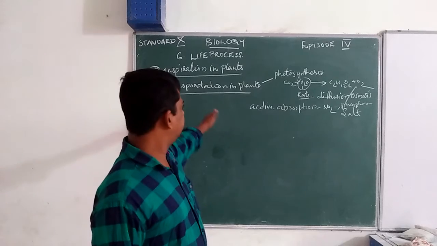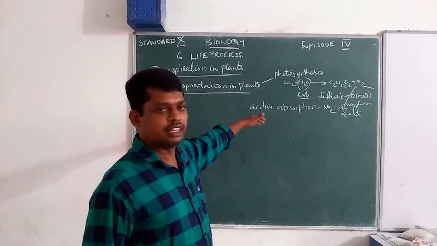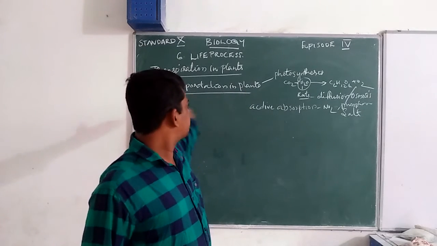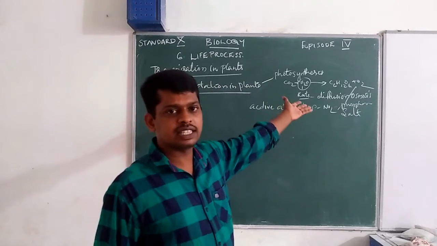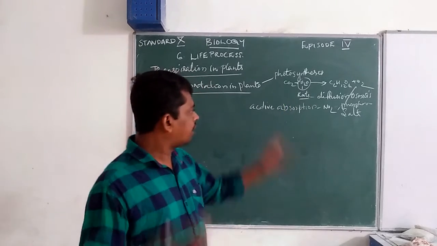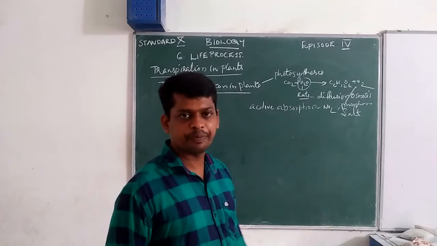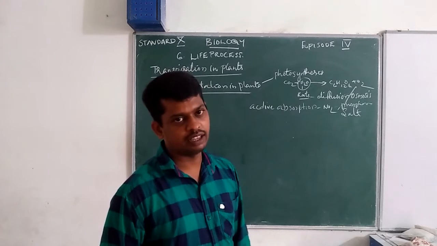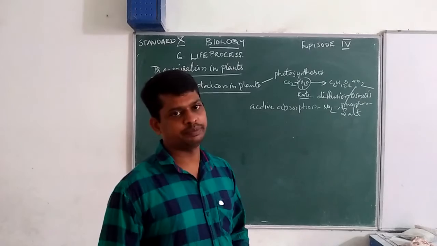Okay. Look, the transportation in plants. First is photosynthesis. Transported materials are water, nitrogen, phosphorus, salt, minerals, etc. The absorption is by the method of diffusion and osmosis and active absorption. This is the first step.